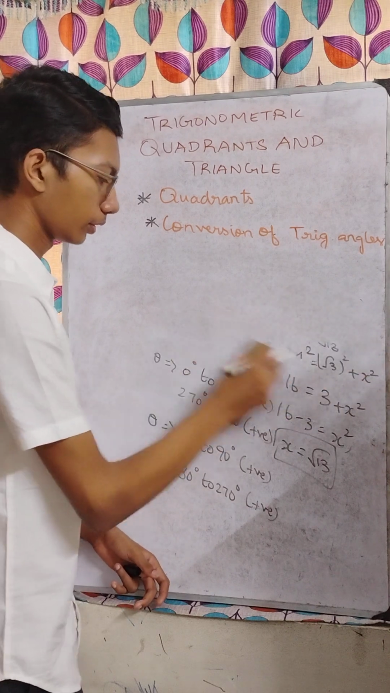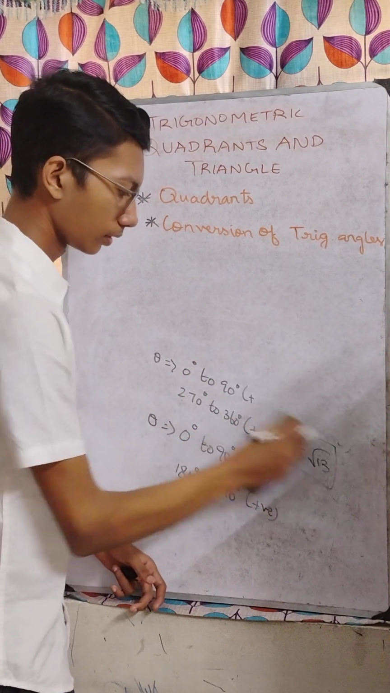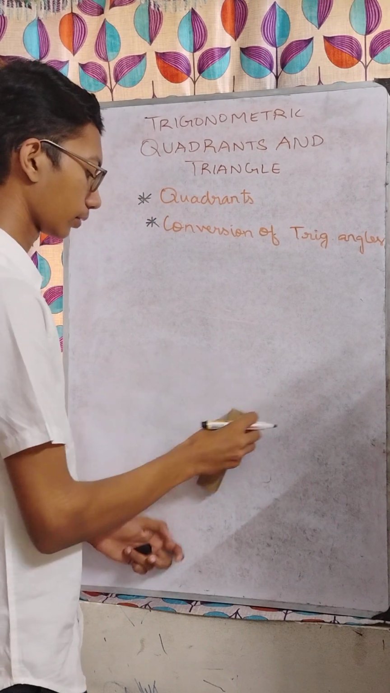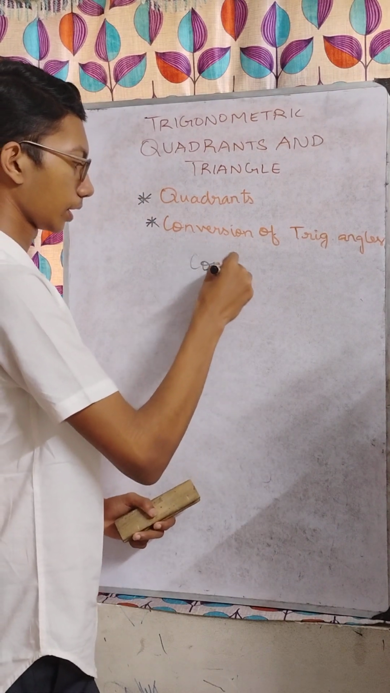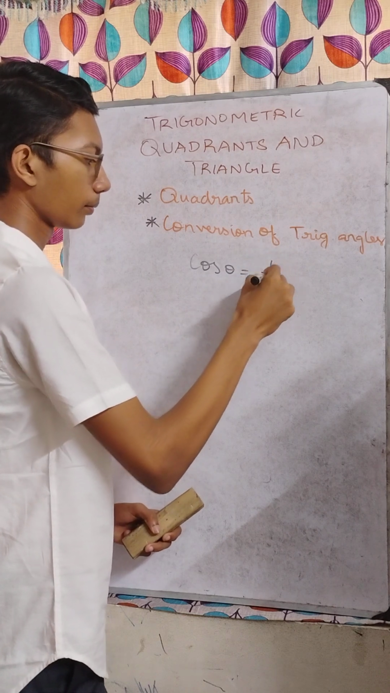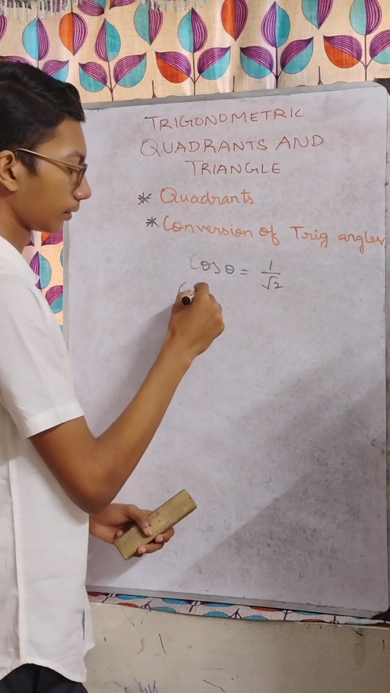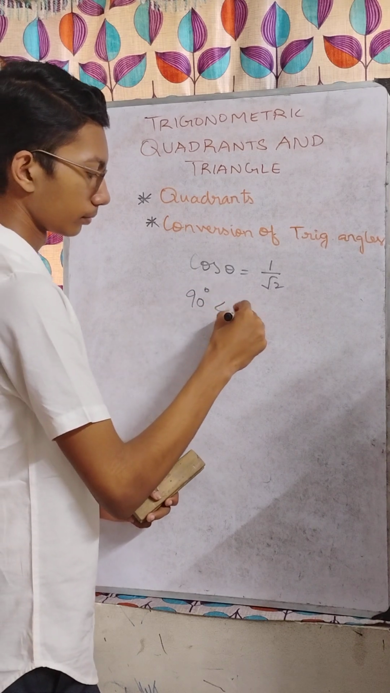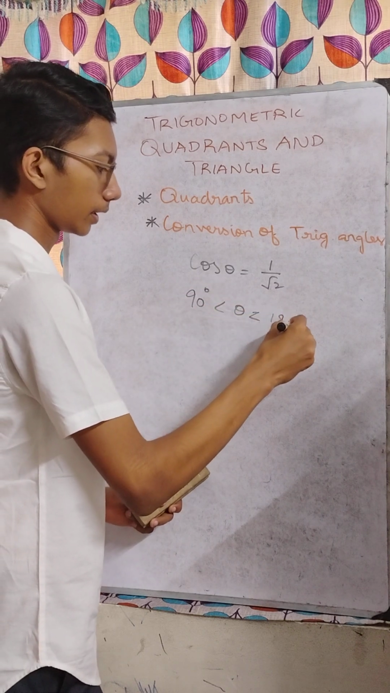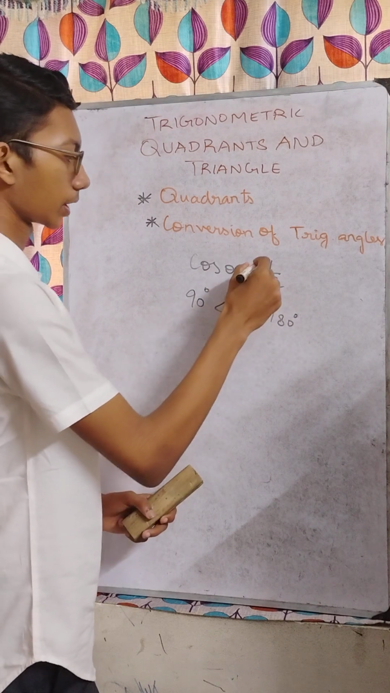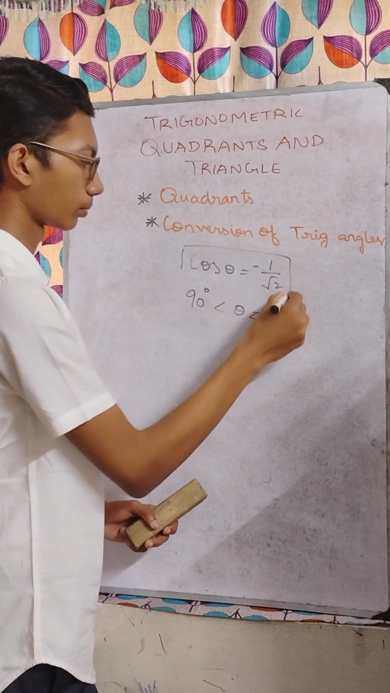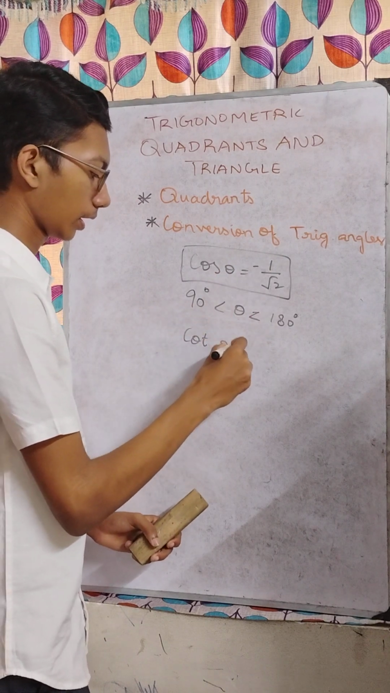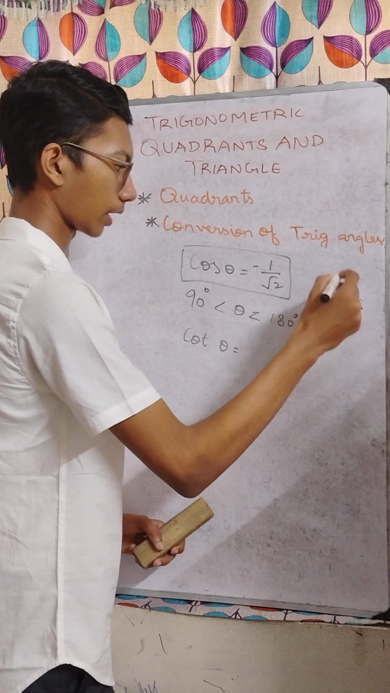Now we will see finally one more question from this. So let's say we have a question where cos theta is equal to 1 by root 2 and theta is between 90 degree to 180 degree. So in this cos theta is negative, so cos theta is minus 1 by root 2. From this we need to find what cot theta is. So first we will draw the trig triangle.